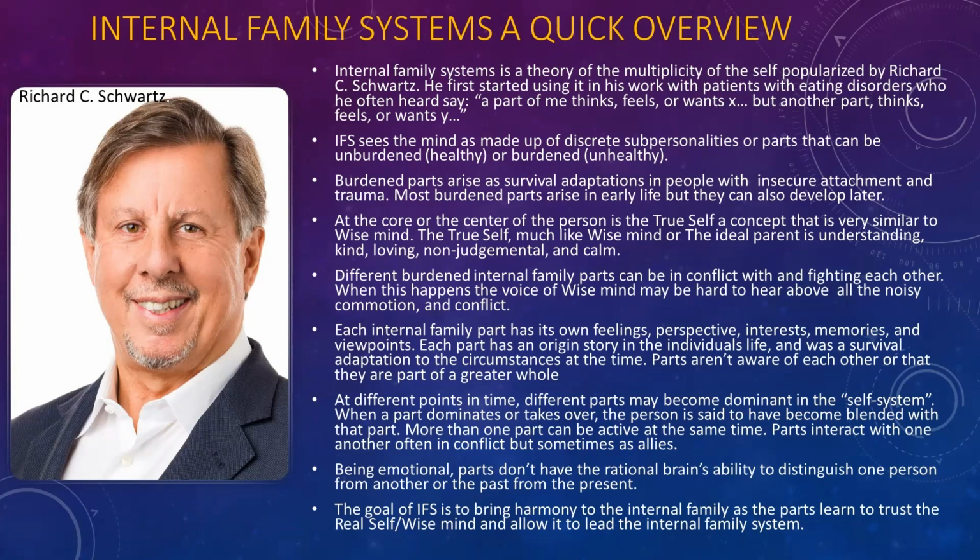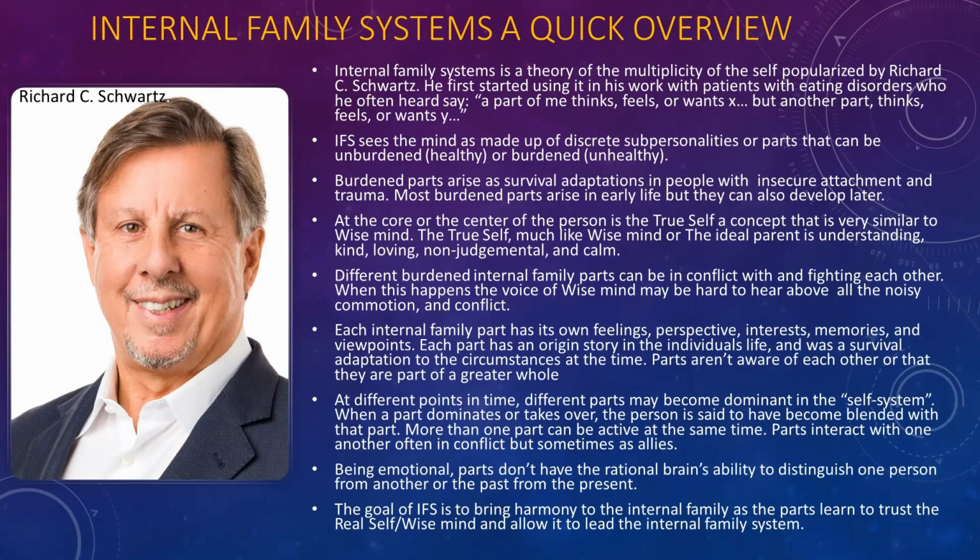At different points in time, different parts may become dominant in the self system. When a part dominates or takes over, the person is said to have become blended with that part. More than one part can be active at one time. Parts interact with one another, often in conflict, but sometimes as allies.